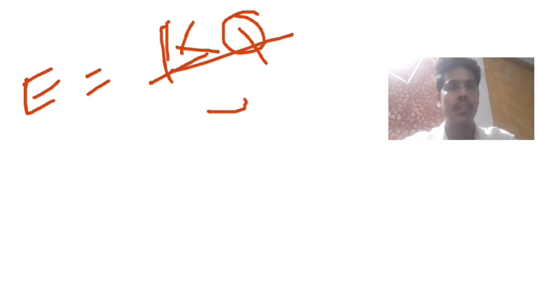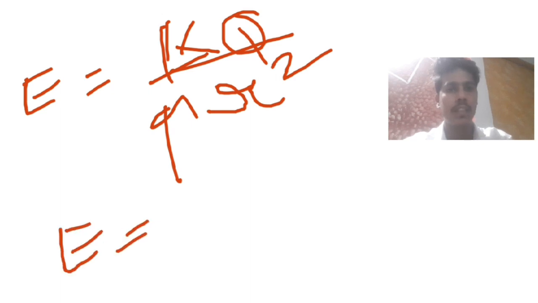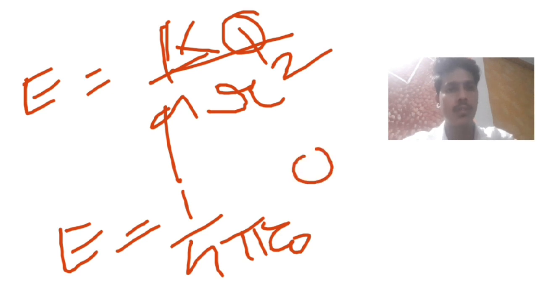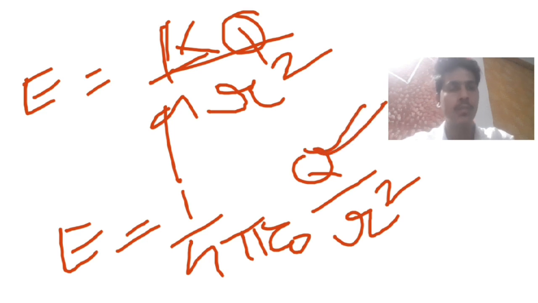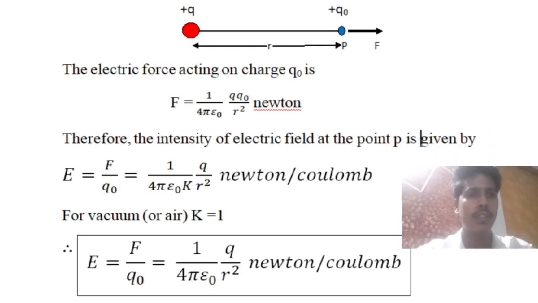Now remember this electric field intensity: k q upon r square. Here k, as we have seen last time, is equal to 1 upon 4 pi epsilon naught. So finally we have the formula for electric field intensity due to this charge q: E equals 1 upon 4 pi epsilon naught times q upon r square. Here you can see the derivation for this electric field intensity.